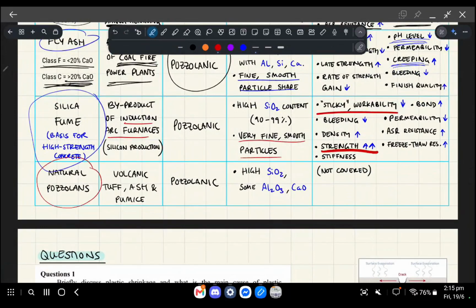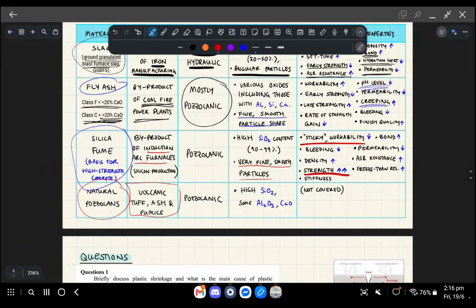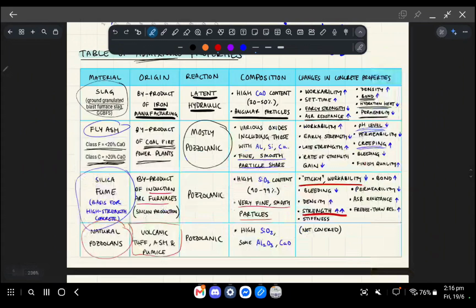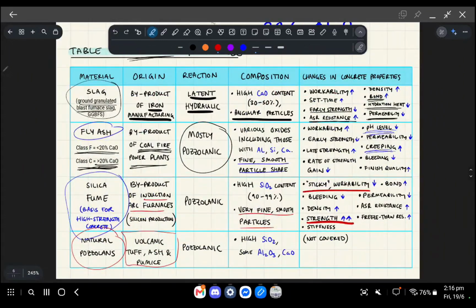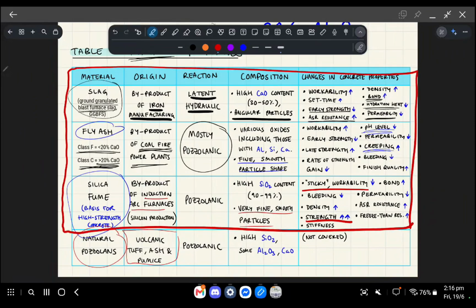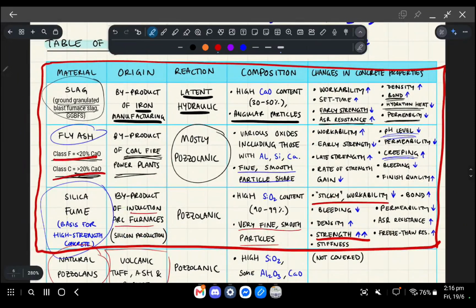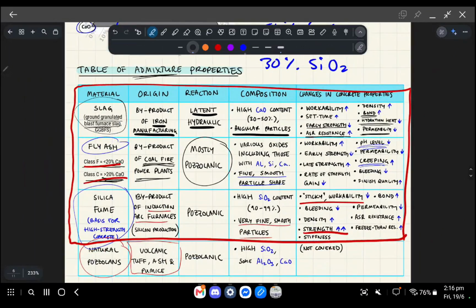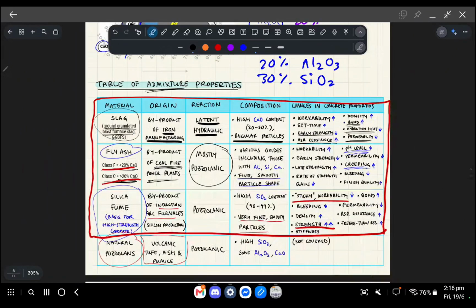And then there's also natural pozzolans. Natural as in it's not a byproduct of anything. It's found naturally in volcanic tuff and ash and pumice and things like that. This part of the table is not really covered in the lecture slides. The majority of what you've got to focus on in terms of SCMs are these 3 types, but really there's 4 types because there's 2 types of fly ash, right? Any questions about that? That's SCMs. Okay, let's do some questions.